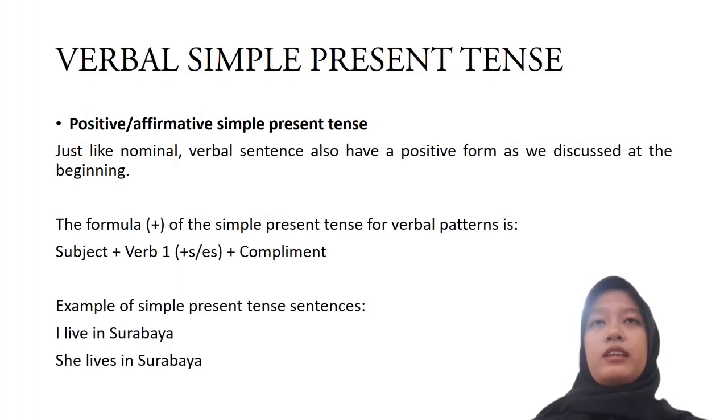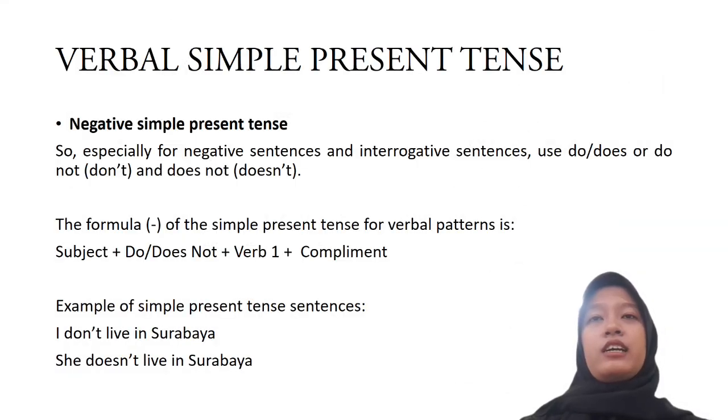Verbal present tense. For positive or affirmative simple present tense, just like a nominal, verbal sentences also have positive forms, as we discussed at the beginning. The positive formula of the simple present tense for verbal patterns is subject plus verb 1 plus s or es plus complement. Example of simple present tense sentence: I live in Surabaya. She lives in Surabaya.